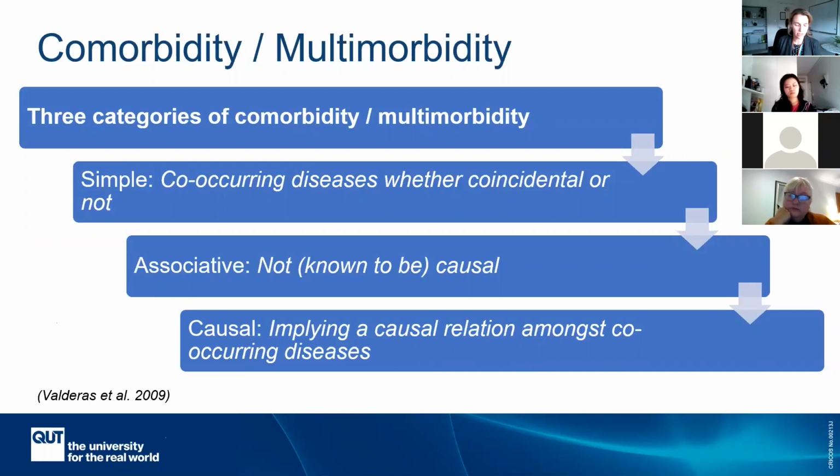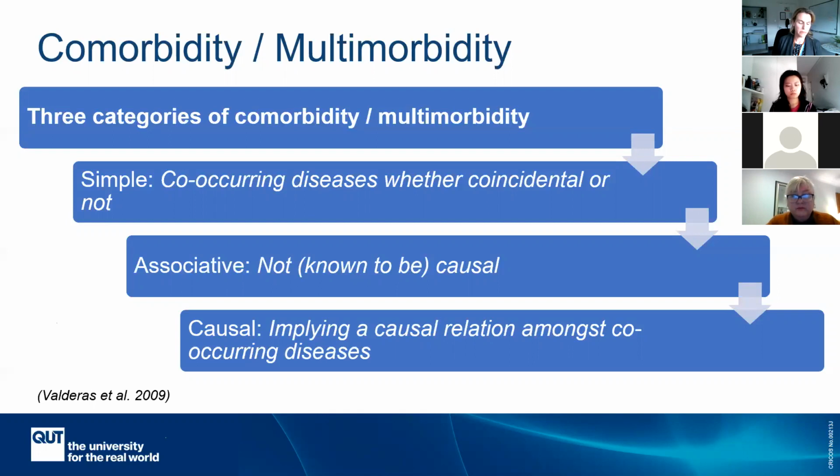And then we have associative, where these 2 diseases are known to frequently exist together, and they may be linked in terms of risk factors. But the physical or causal pathways may still be unclear, or in fact non-existent. So I thought maybe something like cancer and depression. And then we have causal, which is something like diabetes and chronic kidney disease.